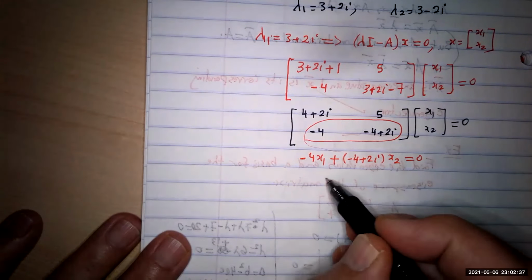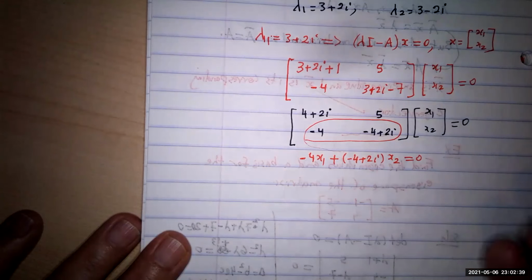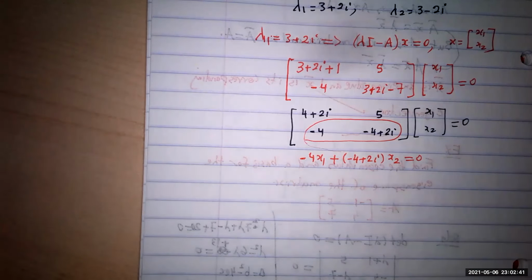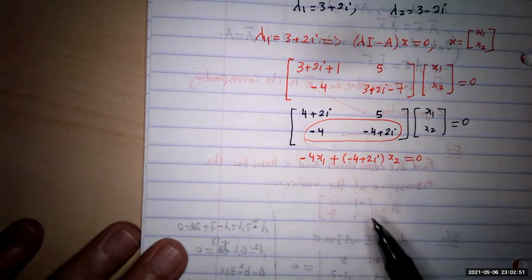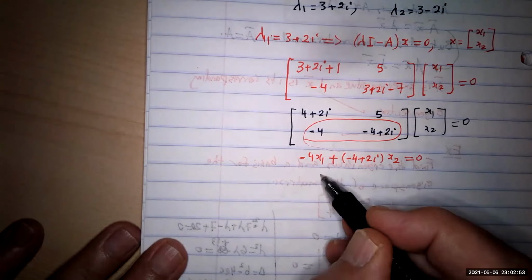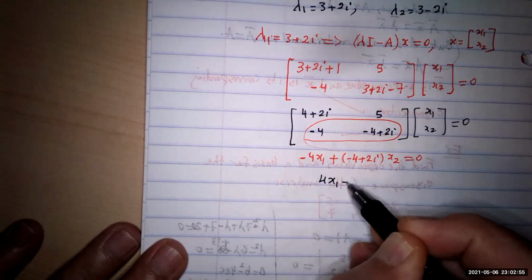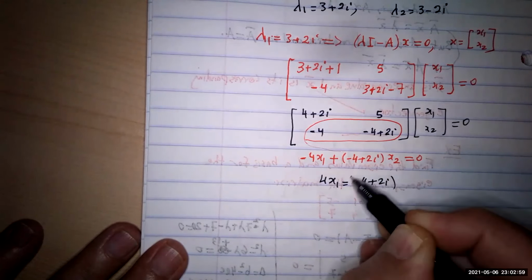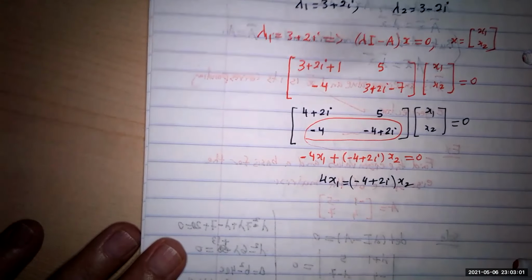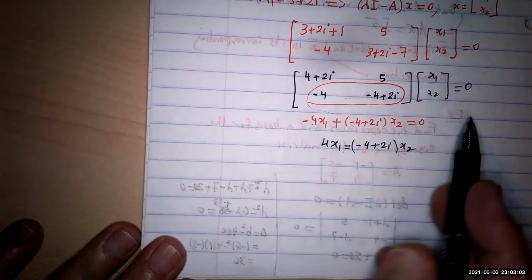I keep this one, or just the other one. It doesn't matter. In that case, both of them are going to be the same. We try to avoid the complex numbers, so we divide by 4. So I move this 4x1 to the other side. So this is going to be (-4 + 2i) times x2. I just move this one to the side.